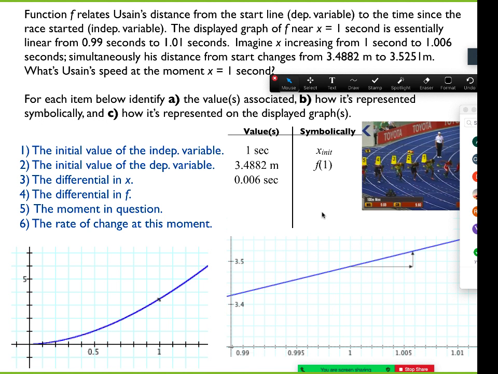So yeah, x final minus x initial is dx, right? It's dx. Okay, the differential in f.